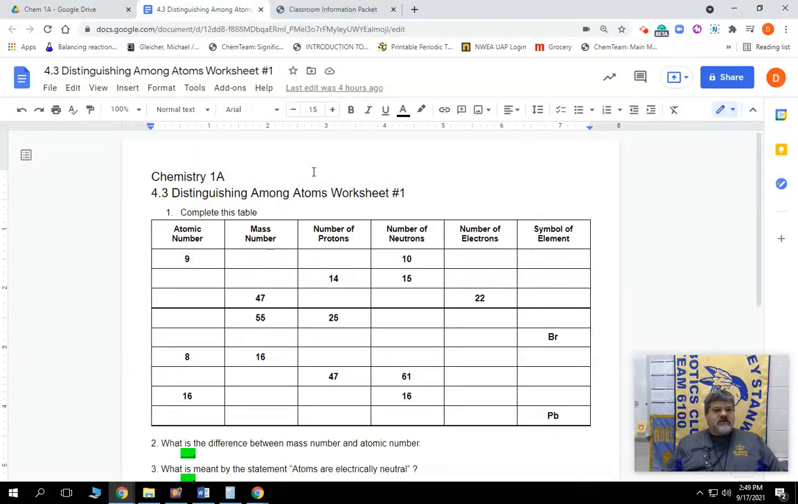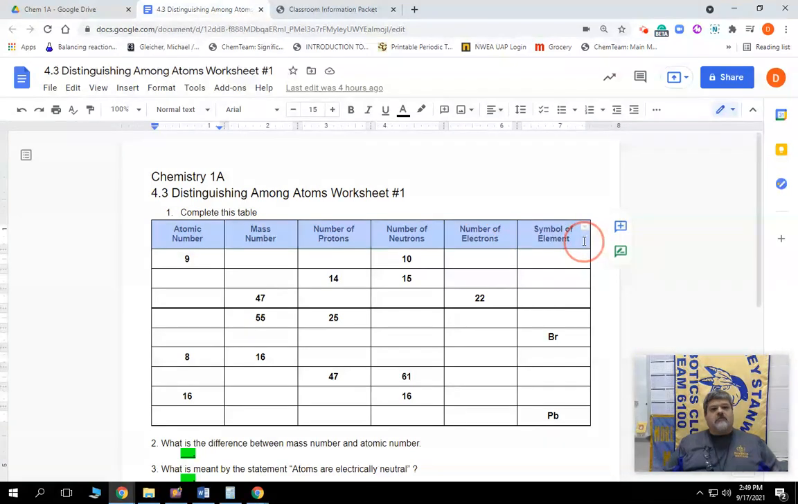Today we're going to go ahead and discuss how to answer the 4-1 Distinguishing Among Atoms worksheet number 1. So the first thing we have to do in this table right here is complete the table, but we have to go ahead and figure out what each one of the topics, or the titles, are. In order to do the titles, then we can go ahead and fill out the numbers below.